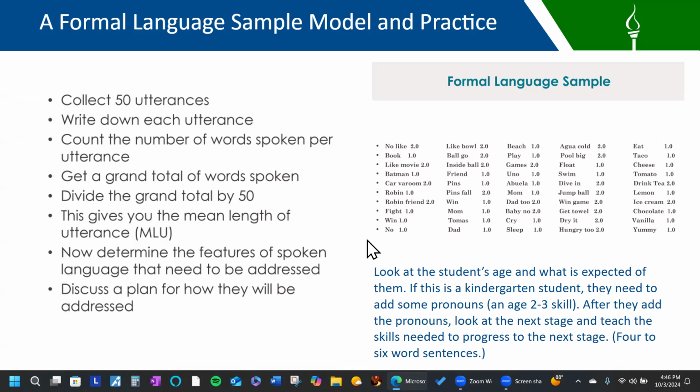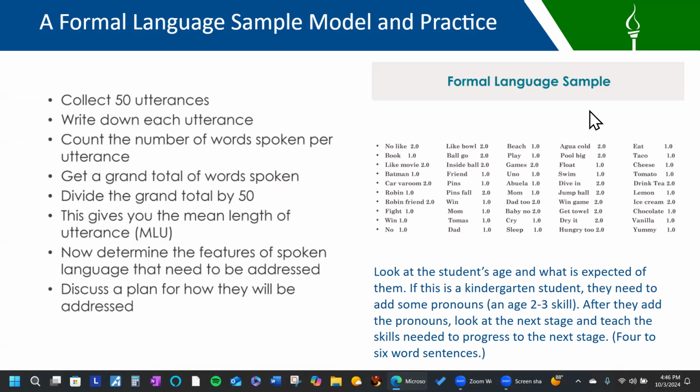So what she said to do was collect 50 utterances. She gave the students questions and waited for their response until she had 50 response words. Write down each utterance, count the number of words spoken per utterance, get that grand total and divide the total by 50. That gives you the mean length of the utterances that the student gives. And then look at their responses for the language needs that need to be addressed, and then develop a plan based on those needs.